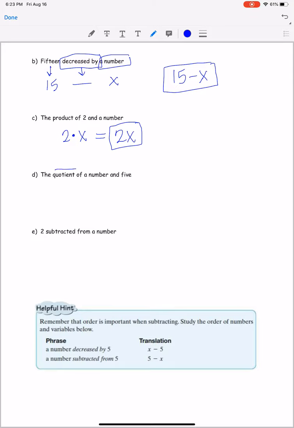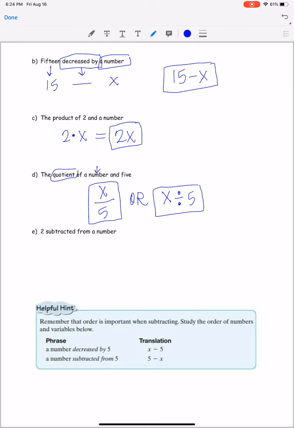And then the quotient means what? Quotient means to divide. So we got the quotient of a number and 5. Notice a number comes first, so it needs to be on top. So you've got x over 5. Okay, or I guess you could also write this. We haven't really used this bar very much, or maybe not even at all yet. You can just do x and then your division sign 5. Okay, but those do mean the same thing.